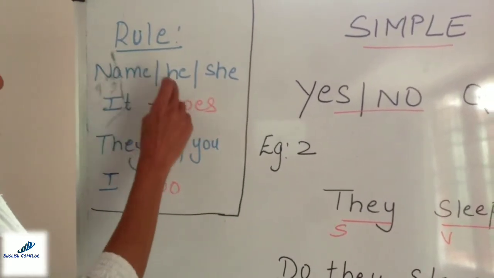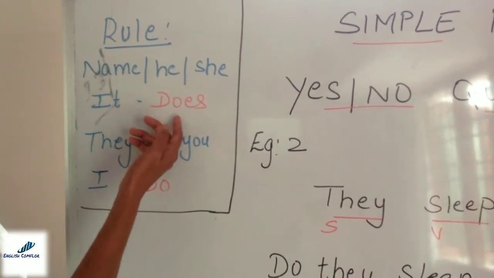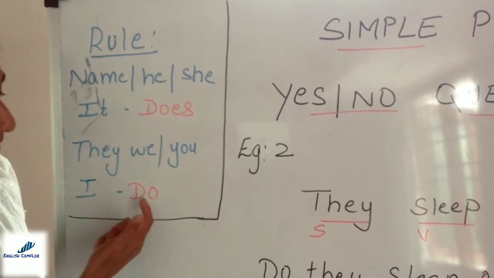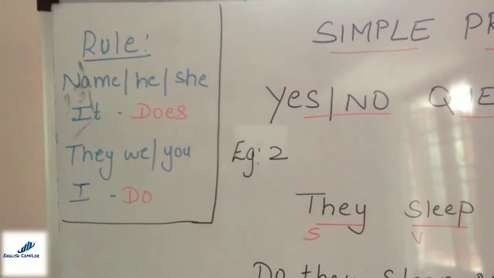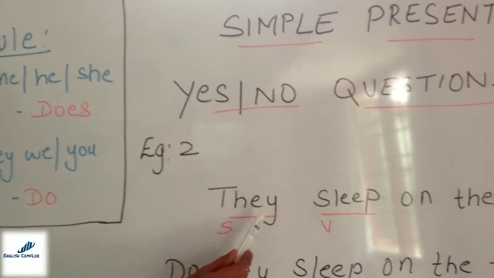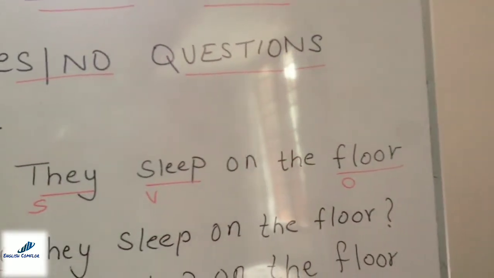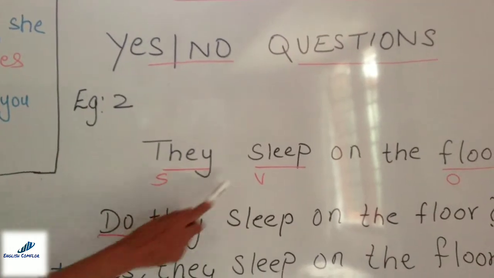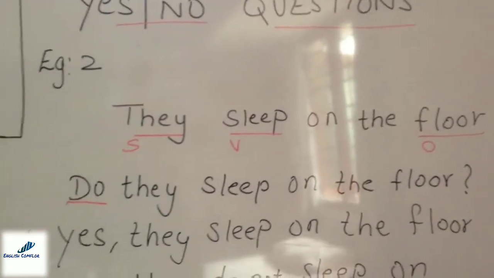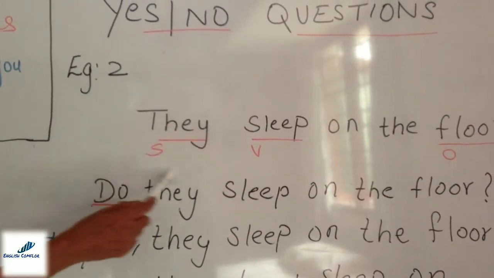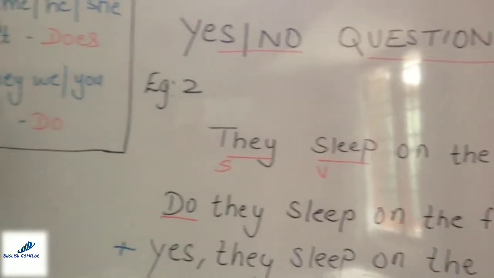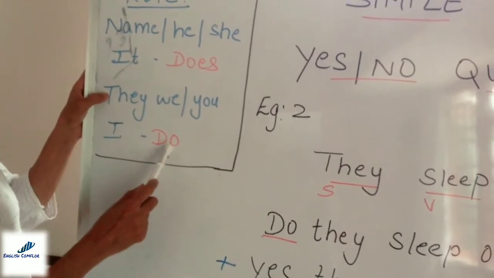Here the names he, she, it go with does, and they, we, you, I should go with do for the framing of the yes or no sentences in simple present. So the sentence is they sleep on the floor. They is a subject, sleep is a verb, and floor is the object. Now to frame the questions, we have to see the subject. What is the subject? They. Now you can see here they should go with do.